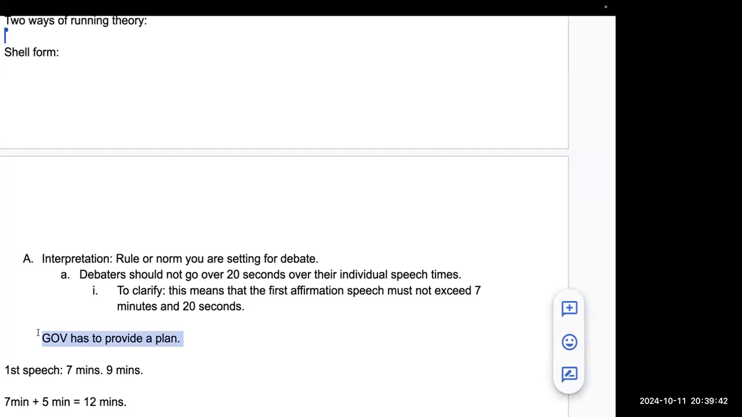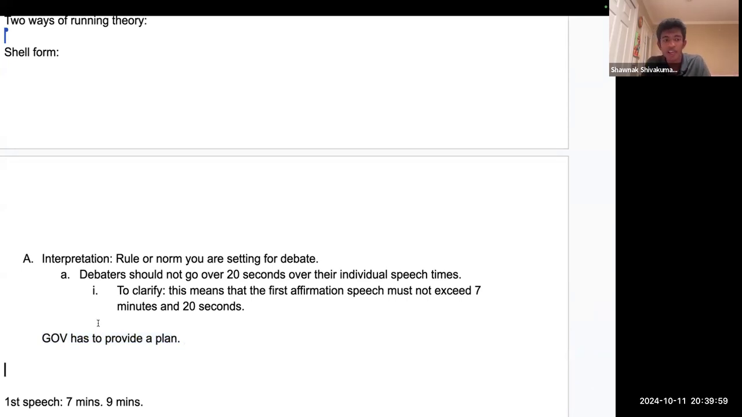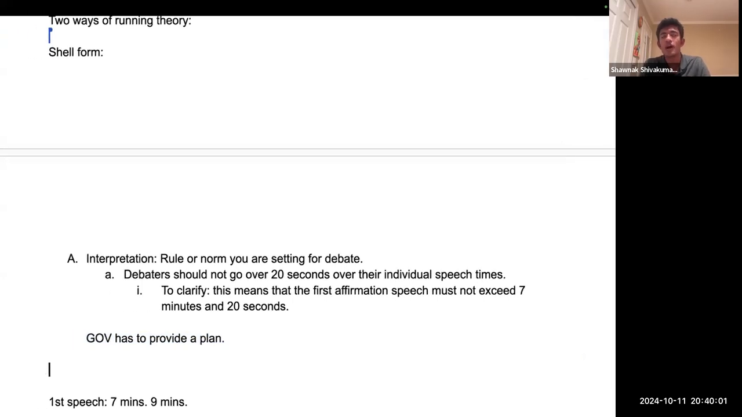Well, a plan is for a policy round. What if it's value or fact? You don't typically run plans there. Right. So there are actually lots of problems with this interpretation. One of them is, like Indra said, what if it's actually a fact round? What if it's like, we ought to prioritize individual actions over societal actions, or something like that.